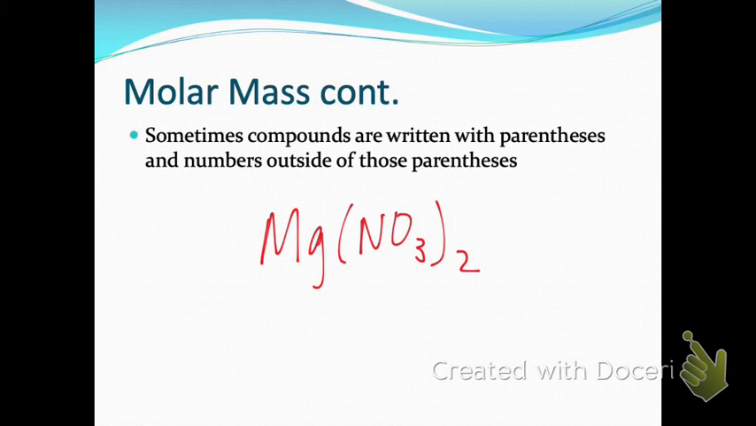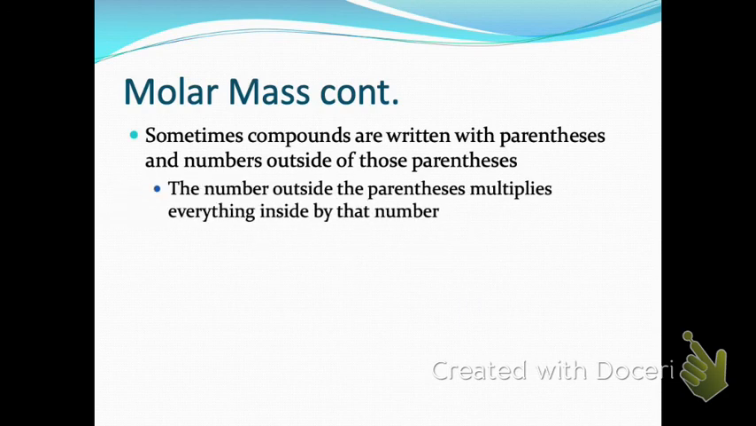Okay, it's called magnesium nitrate. What that says is we need 2 of these full nitrate molecules paired with 1 magnesium. Okay, so if that is the case, the number outside the parentheses, I'll kind of write this up here, the number outside the parentheses or the subscript outside the parentheses multiplies everything inside by that number. So it's like distributed through there. It's not added, it's multiplied or distributed through there.